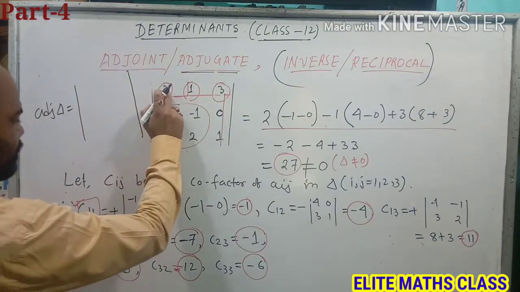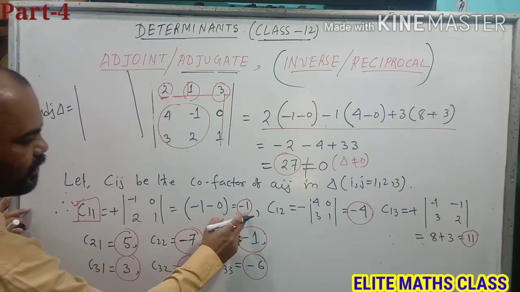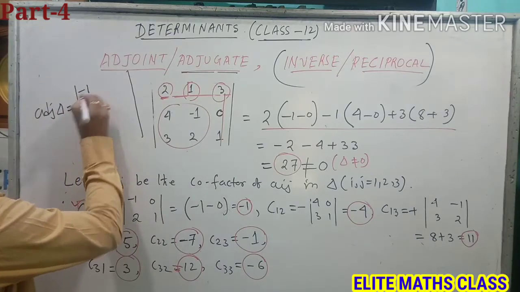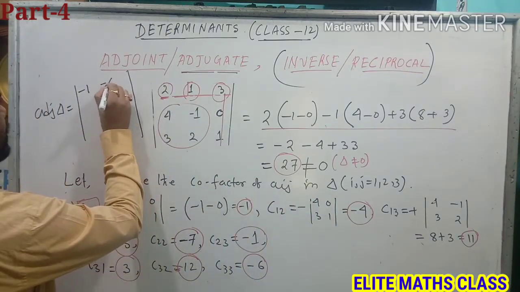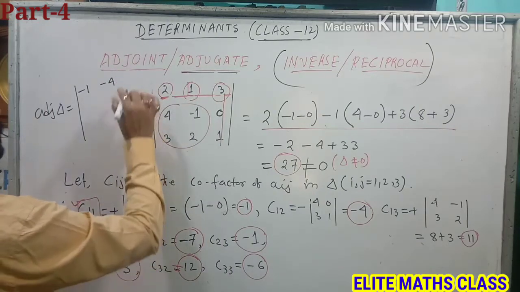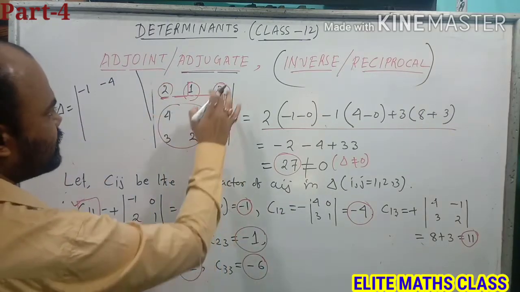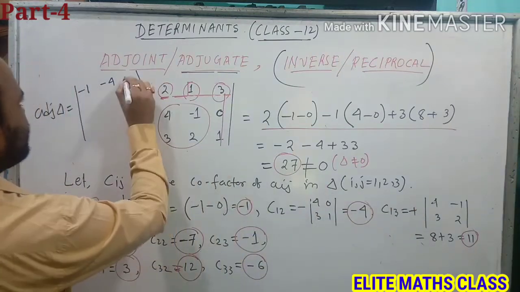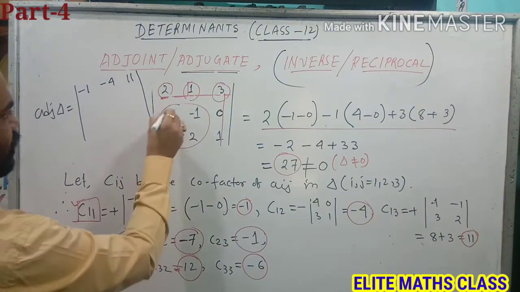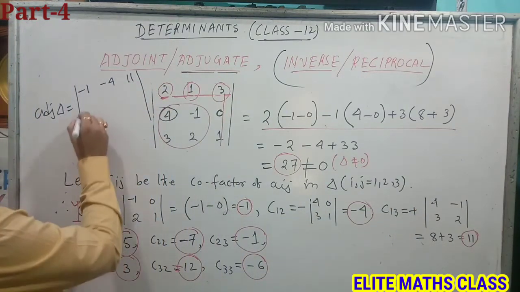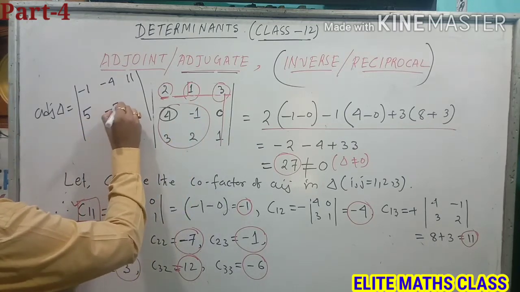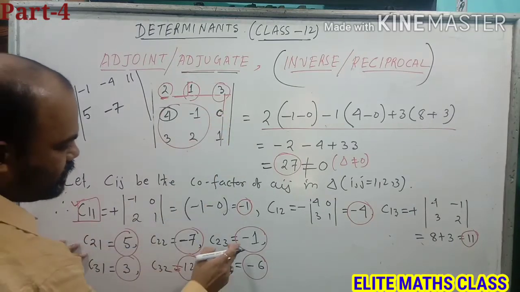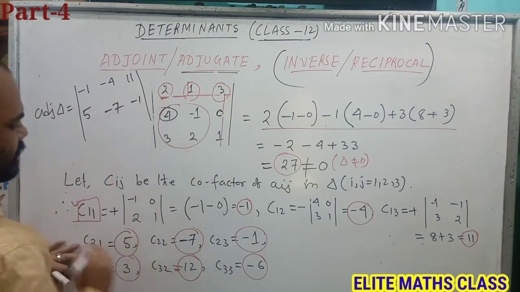What is the cofactor of this element? It is C11. See, the value of C11 is minus 1. Now what is the cofactor of the second element? It is minus 4. Write it in place of 1. Next, what is the cofactor of the third element? It is 11. Now what is the cofactor of this element? C21, it is 5. What is the cofactor of this element? C22, it is minus 7. Cofactor of this one, C23, minus 1.